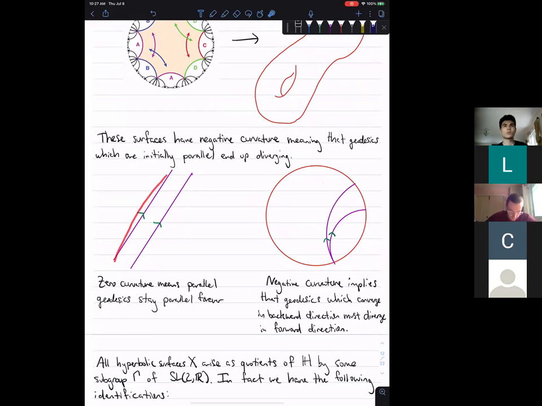flat case, here I have two parallel lines and they stay close to each other the entire time, whether I go forward in time or backwards in time. And here in negative curvature, I have two geodesics that, when I go backwards in time, kind of meet. You might say they meet at infinity. When you go forwards in time, they diverge. And that's characteristic of negative curvature. Curvature in some sense is quantifying that rate of divergence.